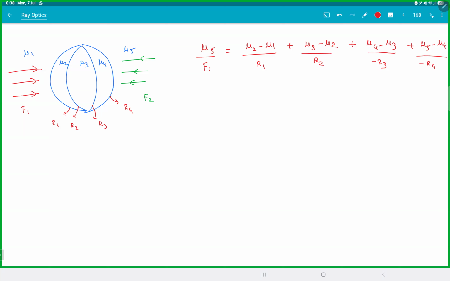Making sense? Can you write for F2? Try, I'll give you 30 seconds. If the light rays are going from right to left, can you find the focal length? That's your formula. You see which way the light rays are going. So if you're going from the right side, it is 5, 4, 3, 2, 1. You can have a weird lens like this also with 5 mediums.